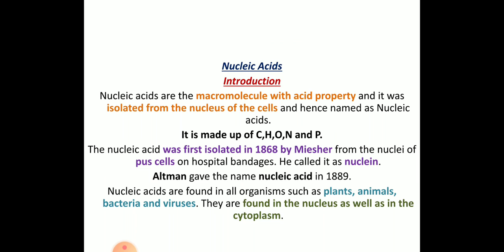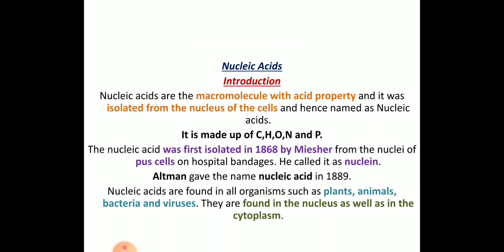So let's begin with our session, nucleic acids. We all know that nucleic acids are nothing but macromolecules with acid properties. That is why the name has the word acid. It was first isolated from the nucleus of the cell, from pus cells, and hence named nucleic acids. Usually it consists of carbon, hydrogen, oxygen and nitrogen along with phosphorus.